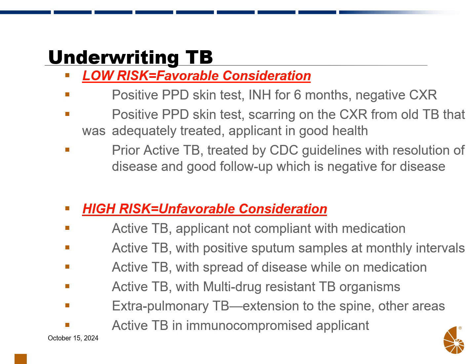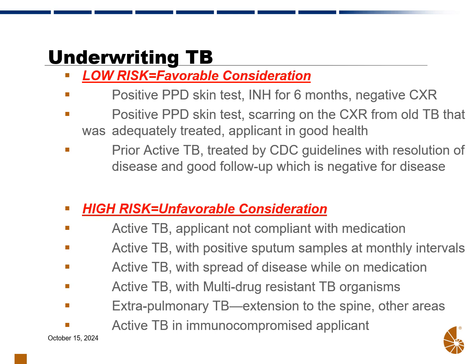So, underwriting TB. Low risk or favorable consideration would be someone who has a positive skin test. They've been put on INH, the medicine, isoniazid, for 6 months, but they have a negative chest x-ray. They're treated for the positive skin test, and everything turns out just fine. That would be low risk.